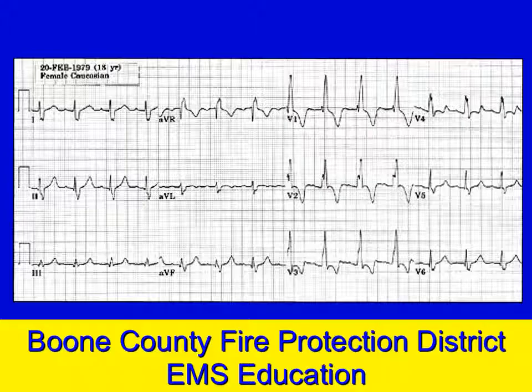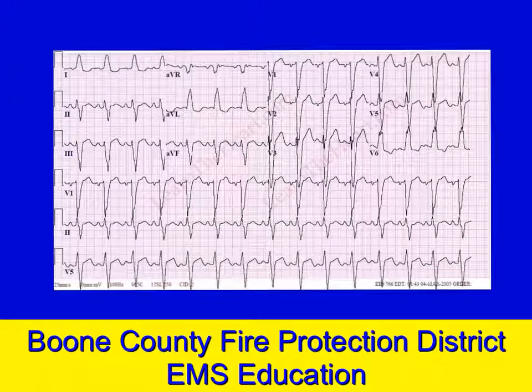Pretty classic right bundle branch pattern here in V1 with the rabbit ears, the predominantly positive R prime, the second positive deflection. Very clearly points up, so we have a right bundle.